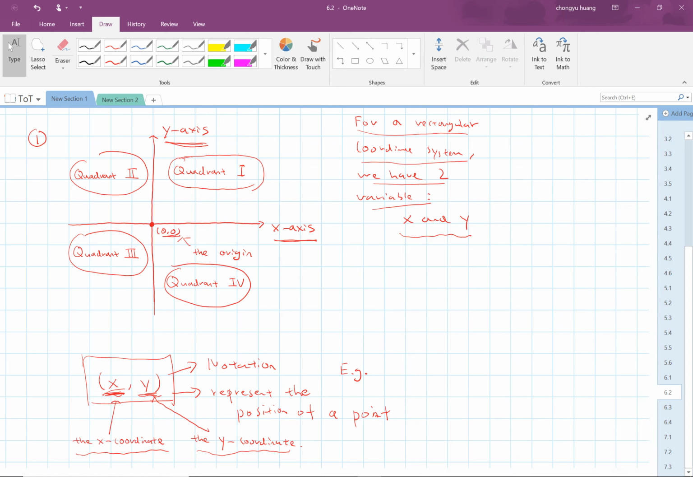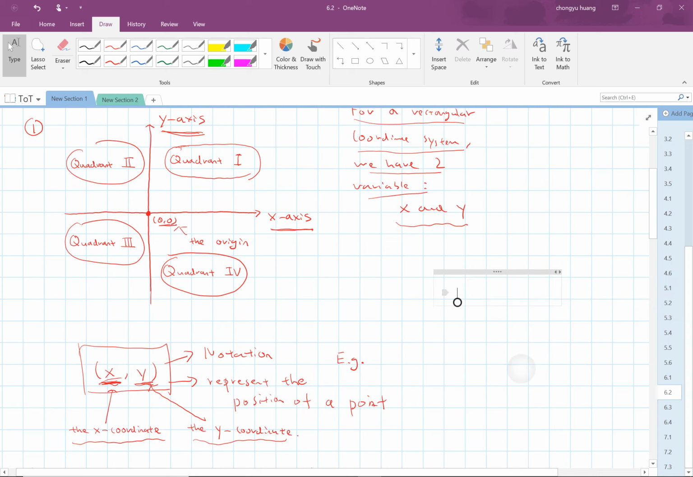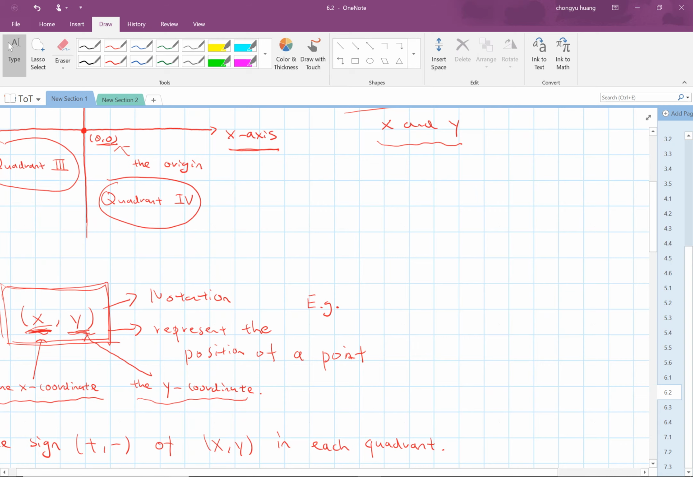Let me give you one example to demonstrate how you write this notation. Let me zoom in a little bit.